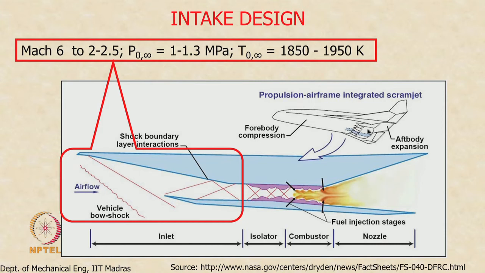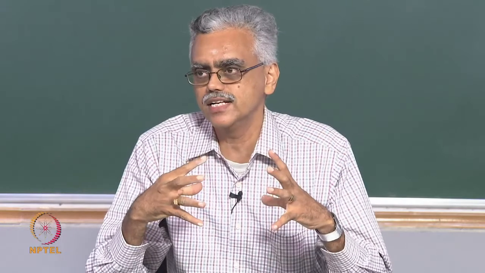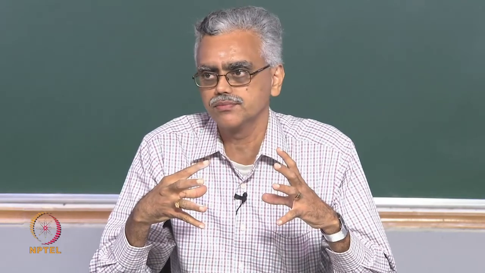You can see that the general idea is to have compression on the fore body of the engine, which is nicely designed, and then expansion against the aft body of the engine, which is also designed properly. So, that is an expansion surface, and the supersonic flow expands against that expansion surface, producing thrust.